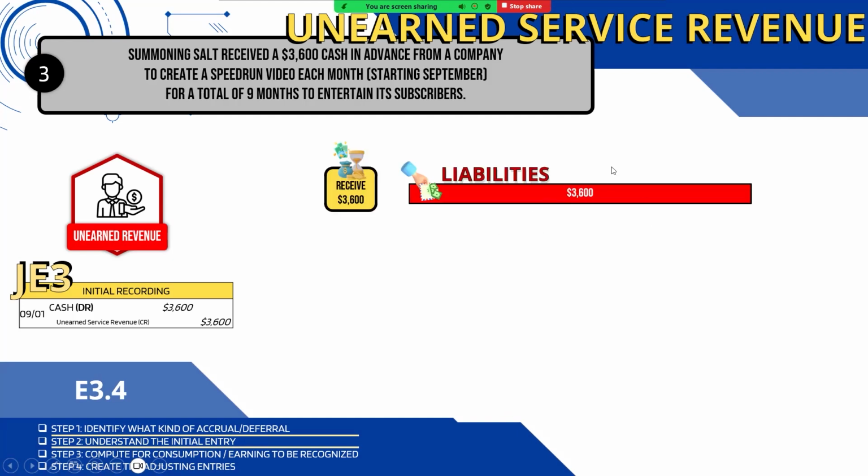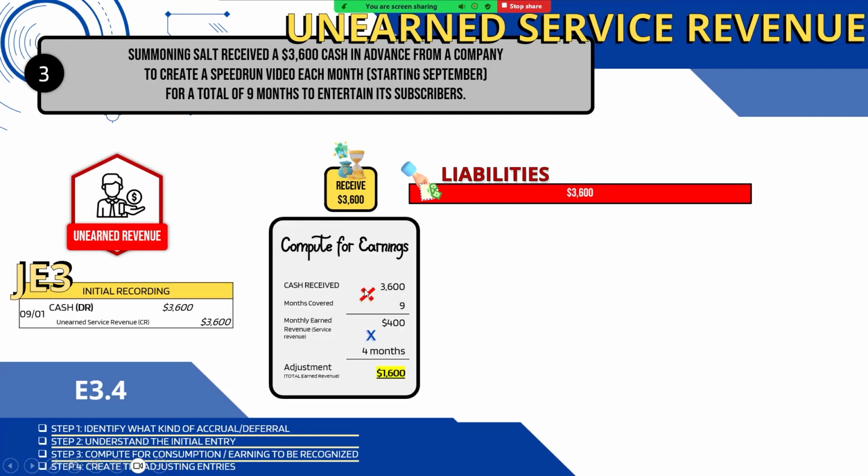The next part would be we understand the initial entry. So right now, it's purely liability, 3,600. The cash that we received is purely liability because we have an obligation to perform for a total of 9 months for this. So we received cash 3,600. The months that are covered are 9 months. So technically, we're earning $400 per month. That is the service revenue that we need to recognize per month.